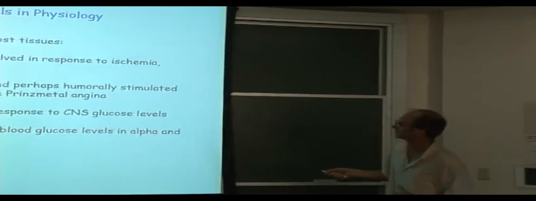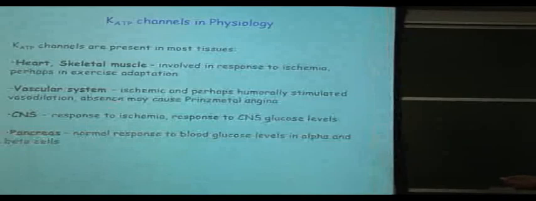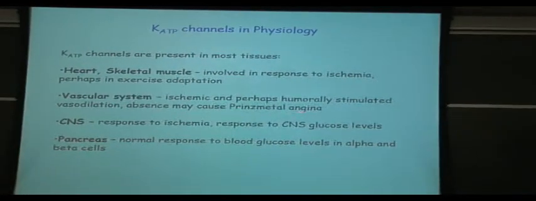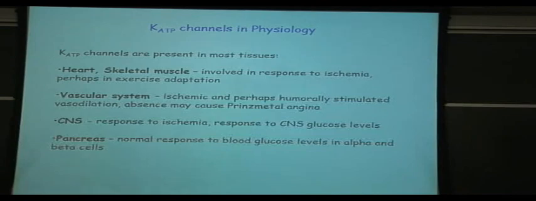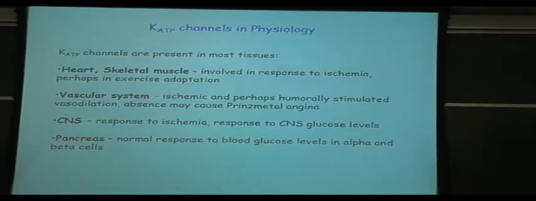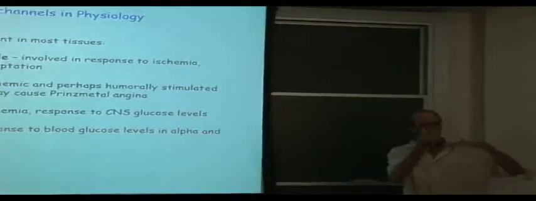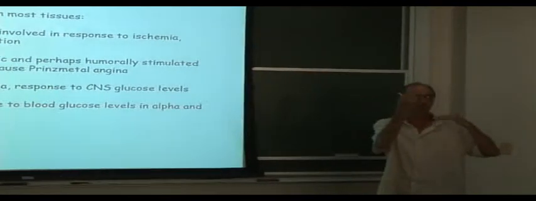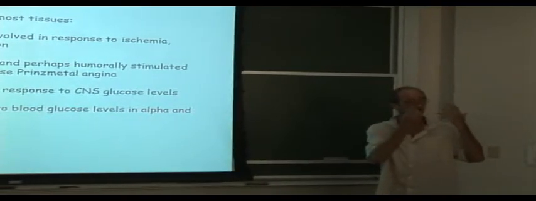In the vascular system, they're involved in ischemic and perhaps humorally stimulated vasodilation. Absence of these channels may cause Prinzmetal angina, or a symptom like that in mice, and it's possible that they underlie something similar in humans. In the central nervous system, they're involved in the response to ischemia and to CNS glucose levels, and in the pancreas, which I'll talk about first, they're involved in the response to blood glucose levels in alpha and beta cells. Because they're regulated by nucleotide levels, inhibited by ATP and activated by ADP, they respond to the cell's metabolic state.